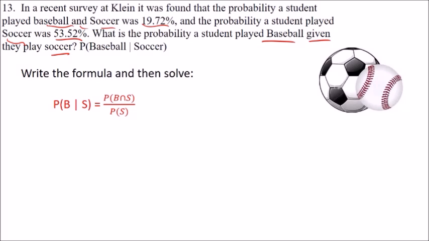Again, they give us all the information here. The probability of baseball and soccer was at 19.72%, which I'm going to change back over to decimal form. So that would be 0.1972 divided by the probability of soccer, which is 0.5352. If I divide those out, I get 0.36846. And again, I'm going to round that off, and I'll get 0.37. If I needed to change it back to a percent form, that would be 37%.